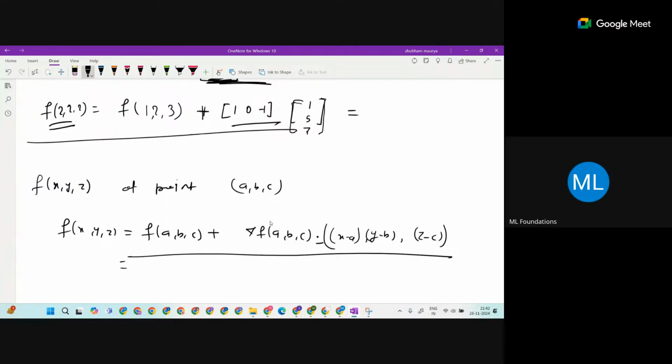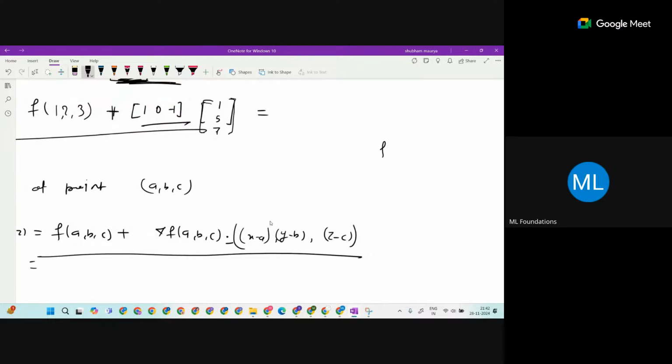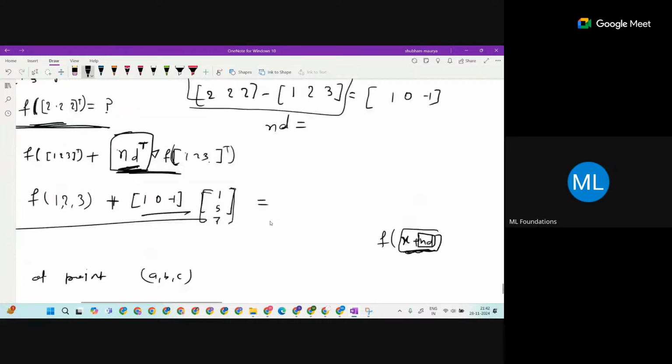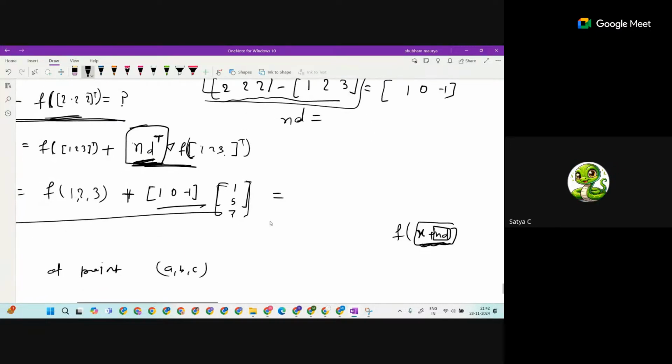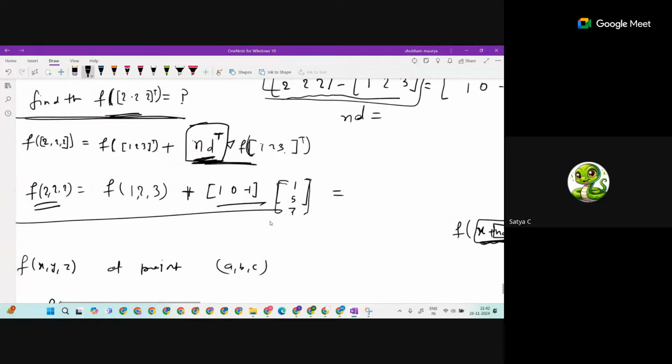Otherwise, if you listen clearly, sir is writing x plus eta d, the new point where I'm actually evaluating. This is our original point, and this is the increment part, whatever you are doing. So our increment part is now calculated here. Is this clear? Okay, sir. Now it is clear. Yes, sir. Thank you.